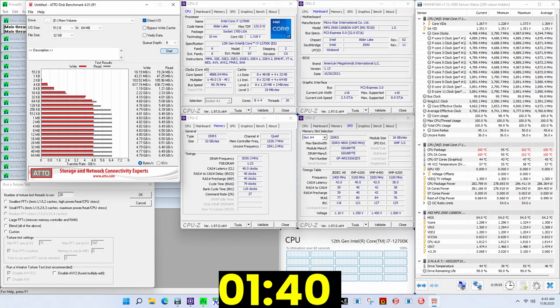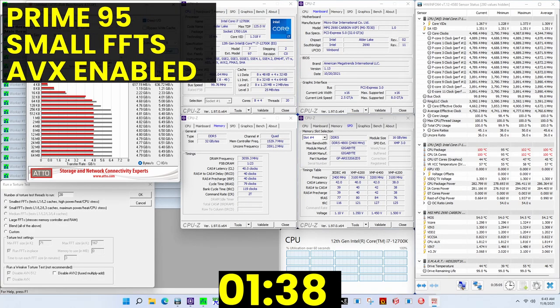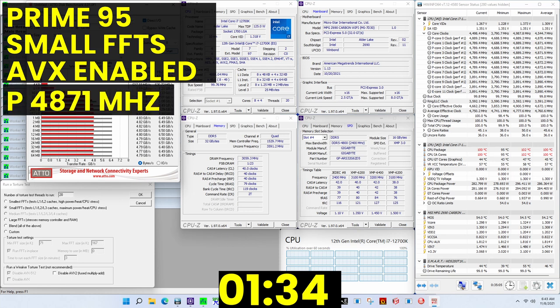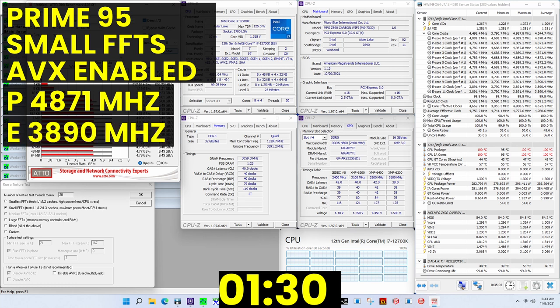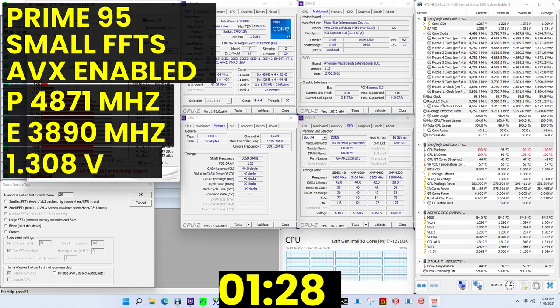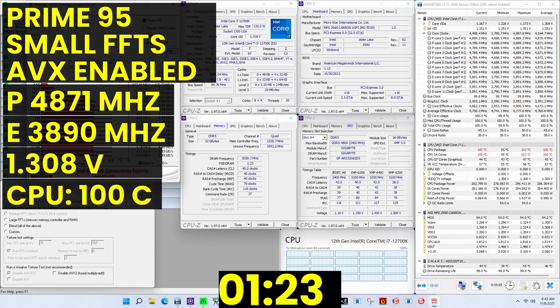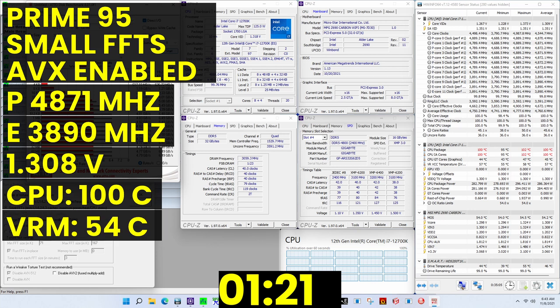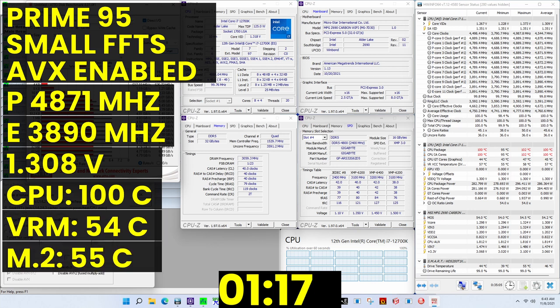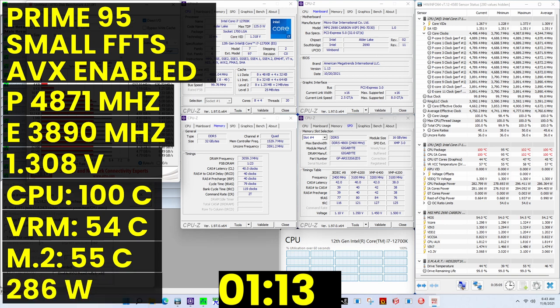When running Prime95 small FFTs with AVX enabled, the average CPU P-Core clock is 4871 MHz, and the average CPU E-Core clock is 3890 MHz with 1.308 volts. The average CPU temperature is 100 degrees Celsius, the average VRM temperature is 54 degrees Celsius, and the maximum M.2 temperature is 55 degrees Celsius.